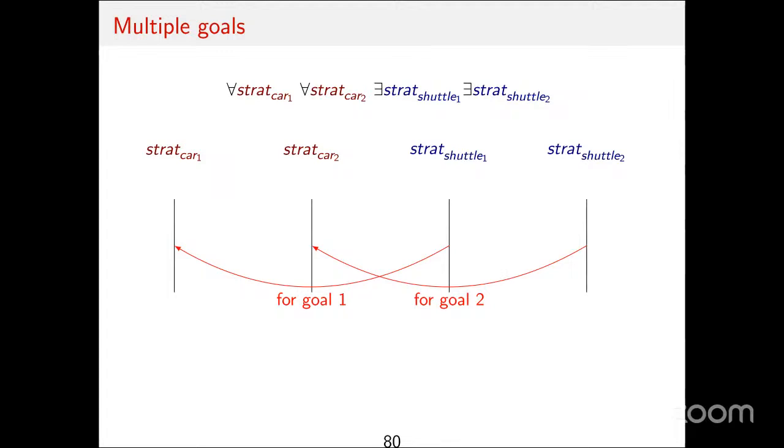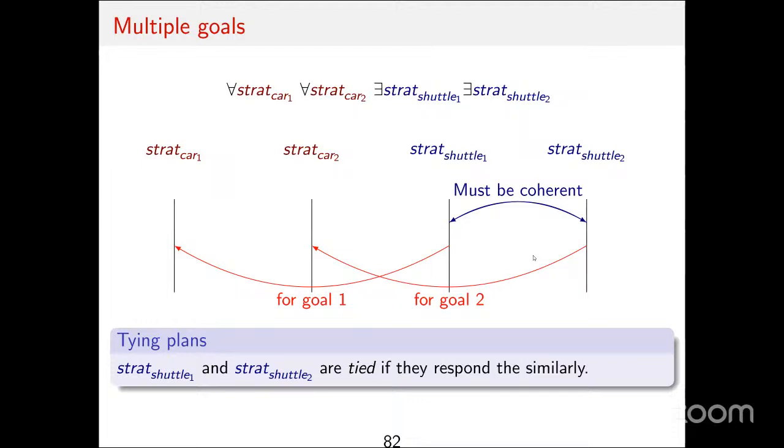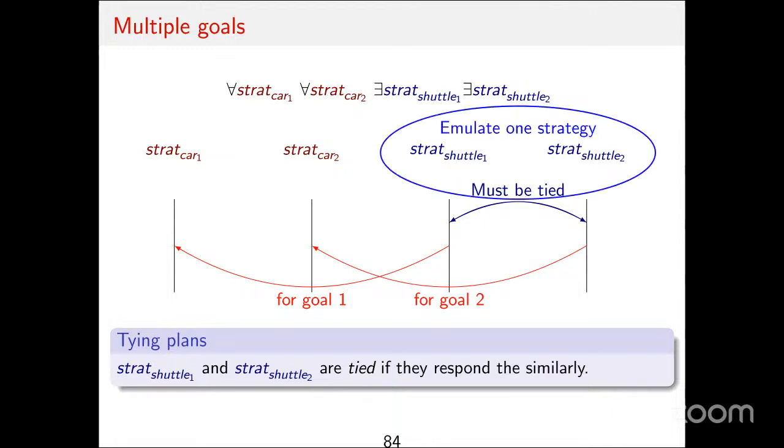But now we also have a problem because they must be coherent in some way. If the two strategies of the car are the same, the strategy of the shuttle should answer the same. And what we do is we exactly define the property on variables that they are tied if they respond similarly. And we have a formal definition of this idea of similarity in that way. And now, when we have multiple strategies that are tied, those emulate one strategy in some sense.